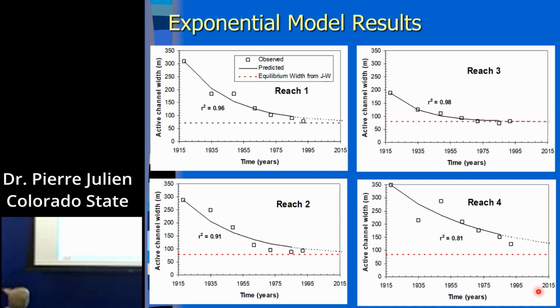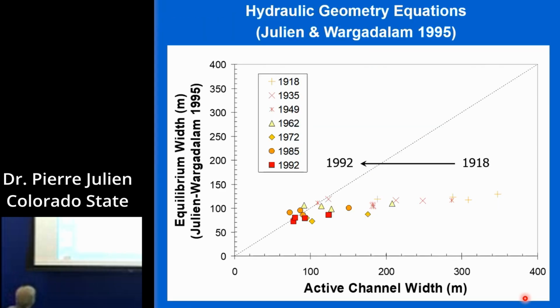This river is very active, carries a lot of sediment, right? And even if you starve it completely, it takes time to adjust. This is comparison with the model. So in 1918, the river was really wide compared to what the model would give you. And over time, so 1918 and then 35 and whatnot. In 92, we were a lot closer to equilibrium, around 80 meters, something like that.